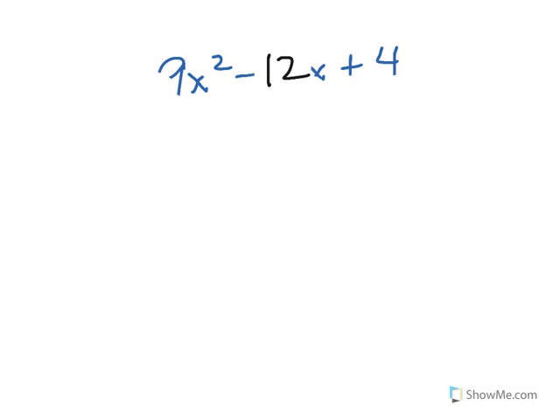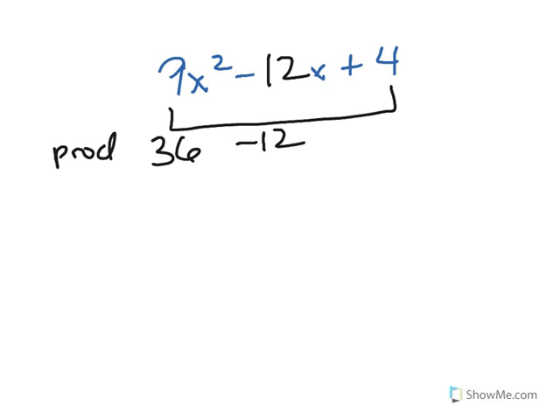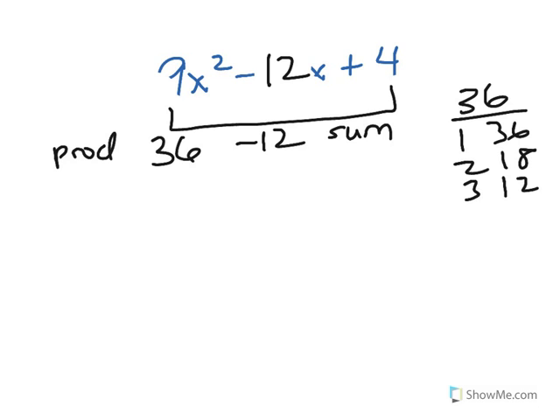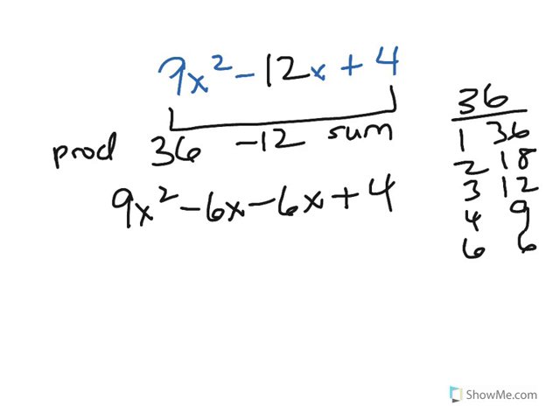Let's say we don't spot it. Okay, take 9 and 4, multiply them together. You get 36. B is negative 12. You need two numbers that have a product of 36 and a sum of negative 12. What would those be? Well, 36 has a fair number of factors. You got 1 and 36, 2 and 18, 3 and 12, 4 and 9, 6 and 6. I like 6 and 6. So we'll break up negative 12x into negative 6 and negative 6. So we'll have 9x squared minus 6x minus 6x plus 4.